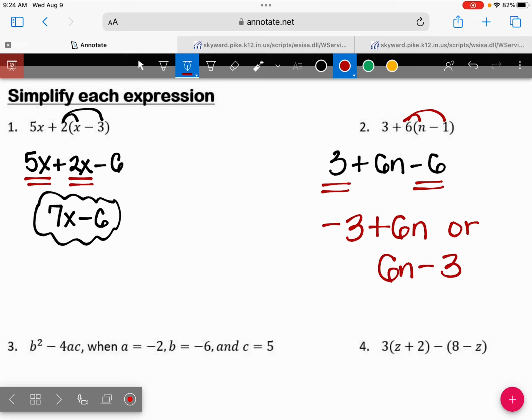I should probably say the same thing for number 1. You could also say negative 6 plus 7x. Okay, so the order that you write the terms does not affect your answer. Just make sure that if that 6 is negative, it stays negative if you reverse it.